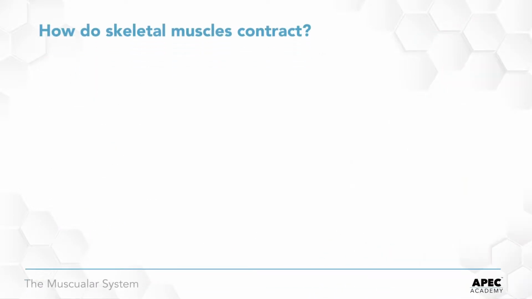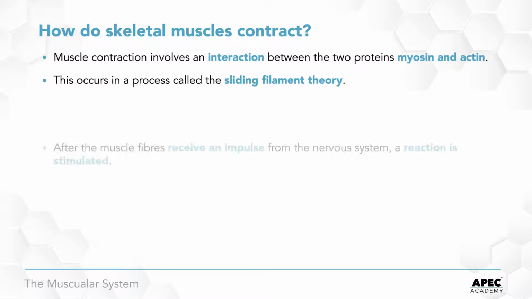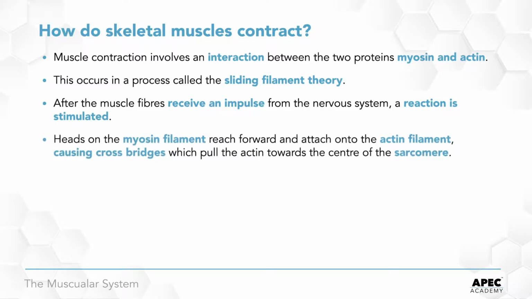So, how do skeletal muscles actually contract? As mentioned previously, muscle contraction involves an interaction between the two proteins, myosin and actin. This occurs in a process called the sliding filament theory. After the muscle fibers receive an impulse from the nervous system, a reaction is stimulated. Heads on the myosin filament reach toward and attach onto the actin filament, causing cross bridges which pull the actin towards the center of the sarcomere.